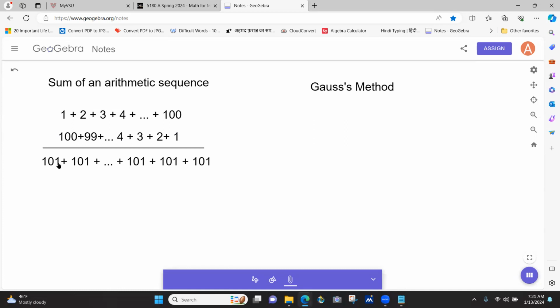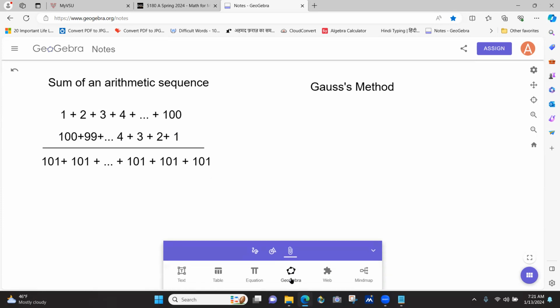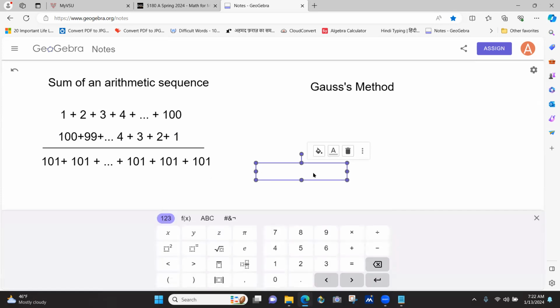But how many times does 101 appear here? Well, that's not that difficult. The first line has 100 terms. The second line has 100 terms. We paired them up. The answer should be 100. So this is equal to 101 times 100.